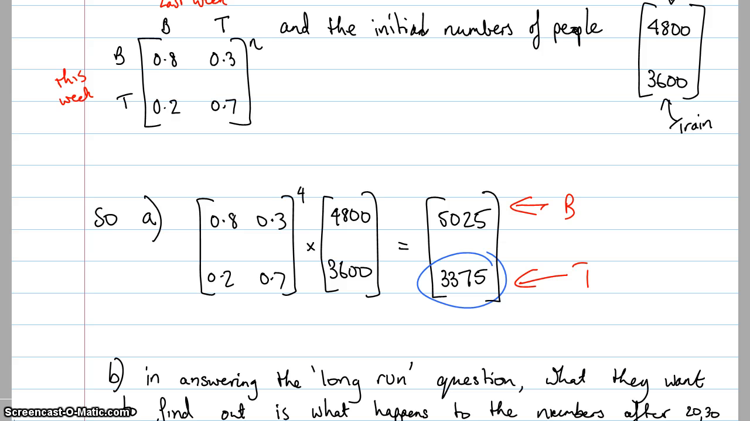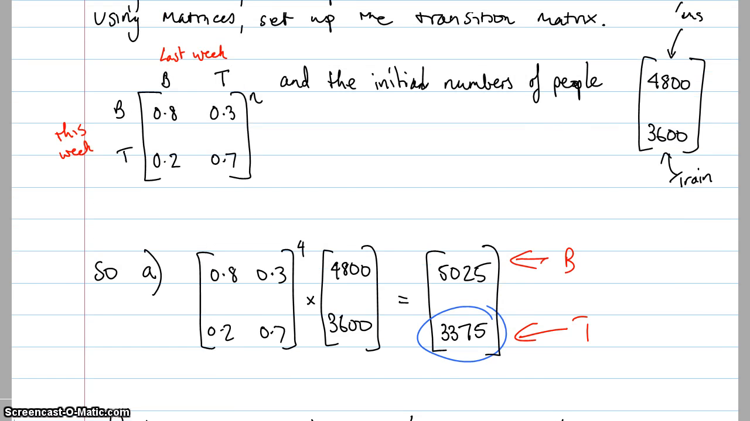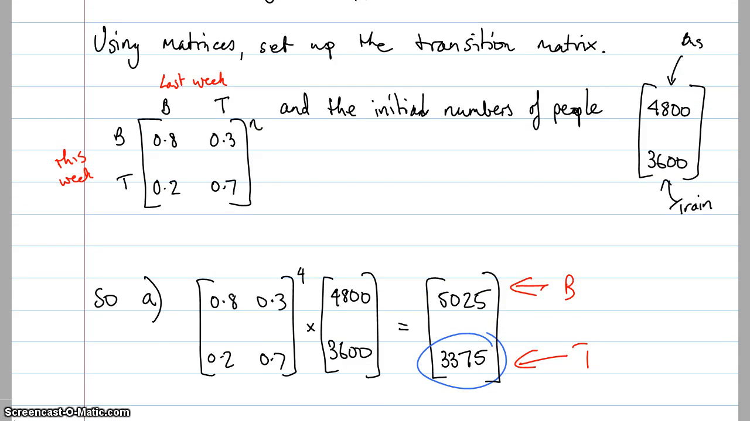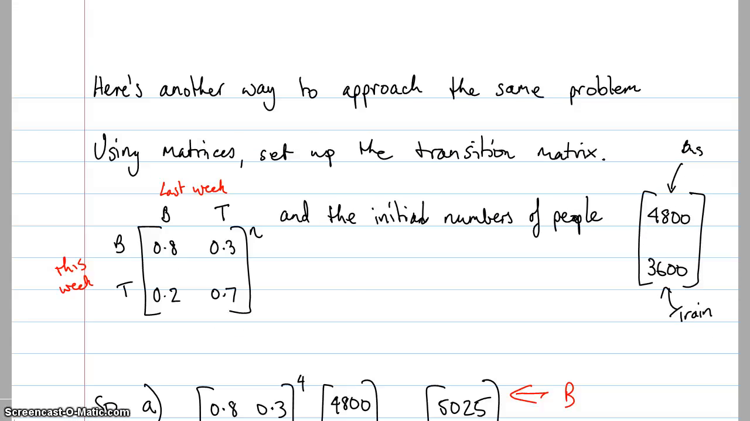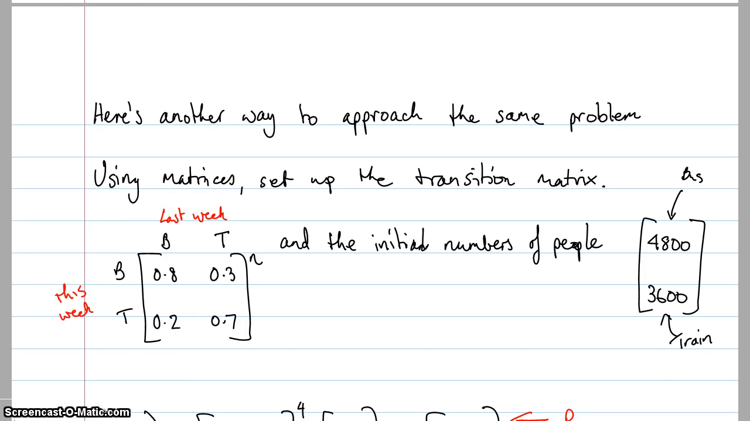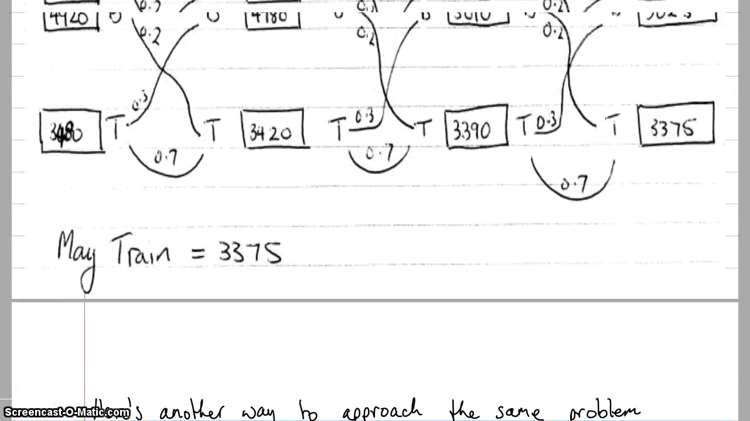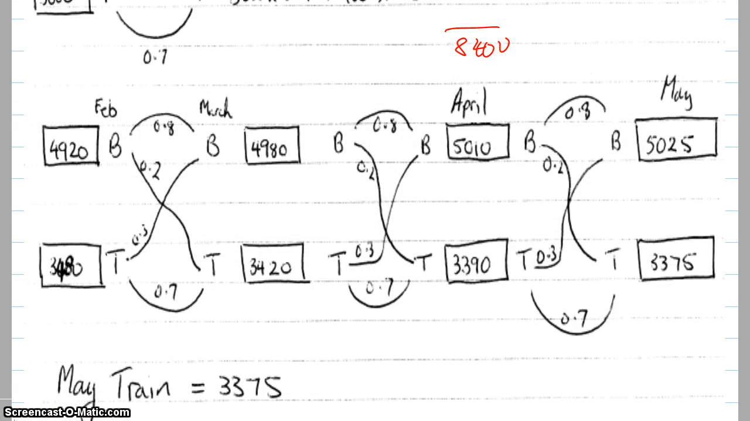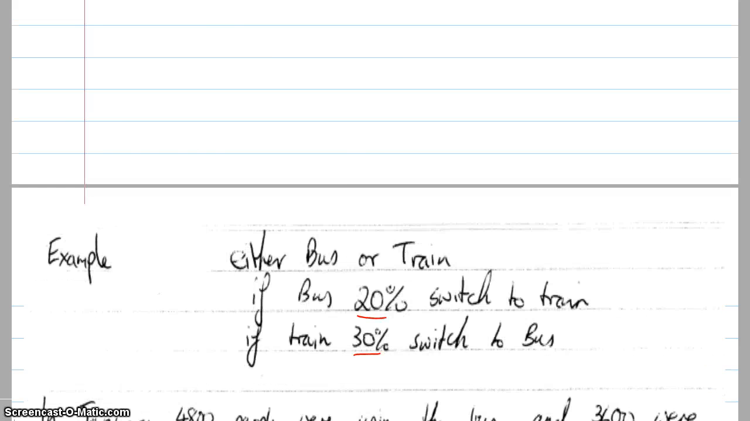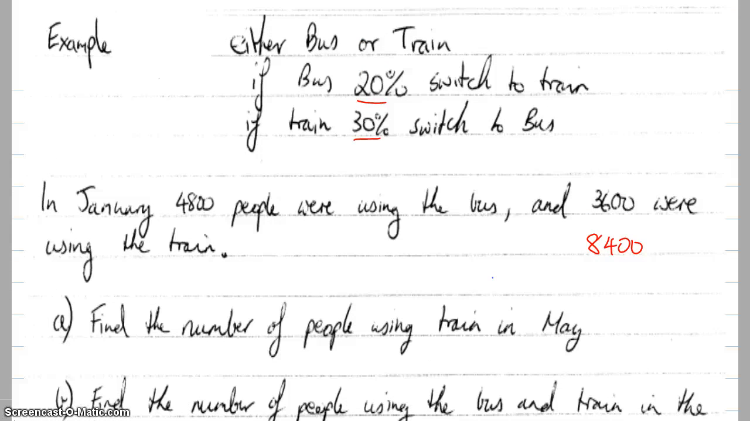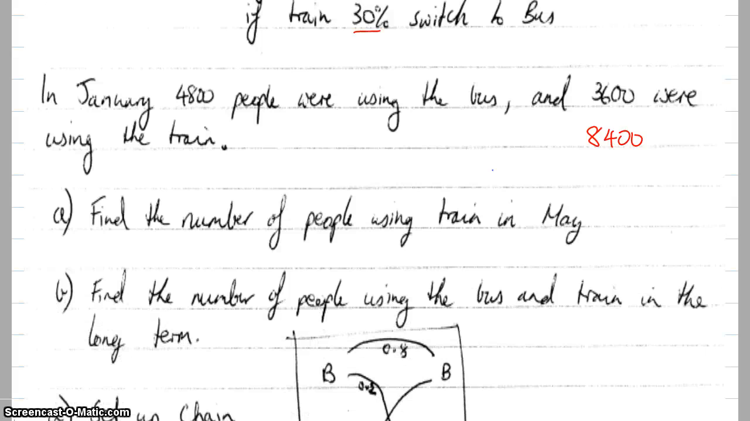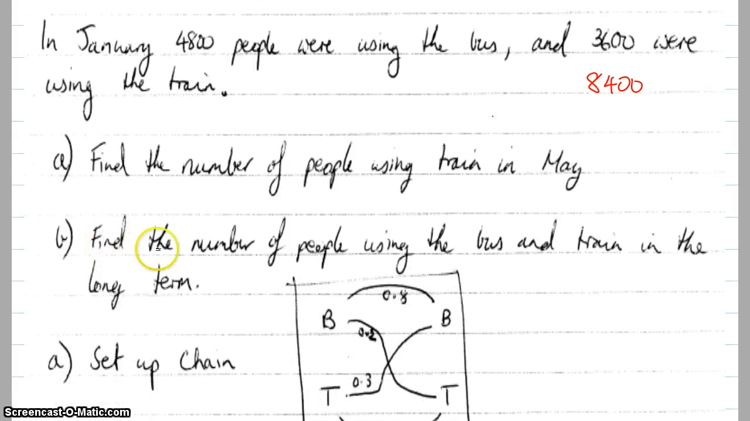Now in the last video, I worked out how to use matrices to find the number of people moving from one place to another, like buses and trains and all that sort of stuff. So I'll quickly go back to the top of the question. People change from the bus to the train or the train to the bus each month based on what they did previously, and part B was to find the number of people using the bus and the train in the long term.